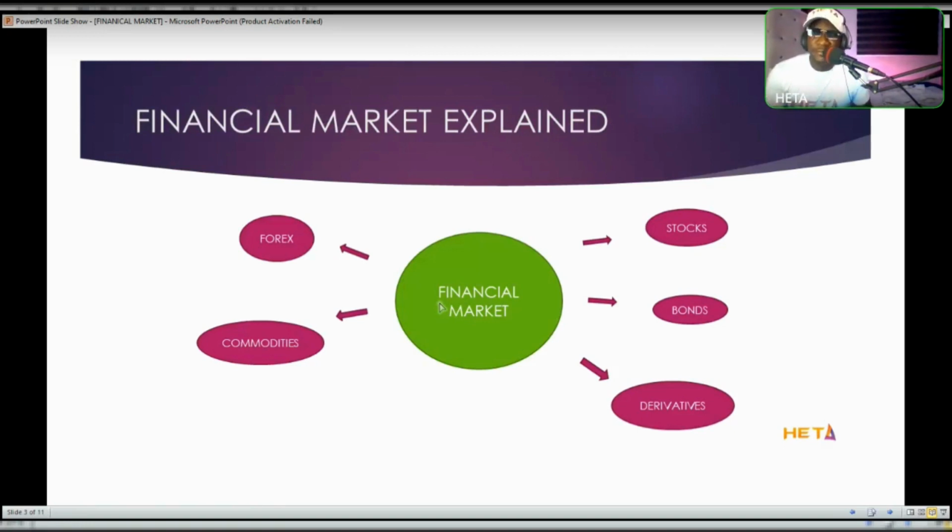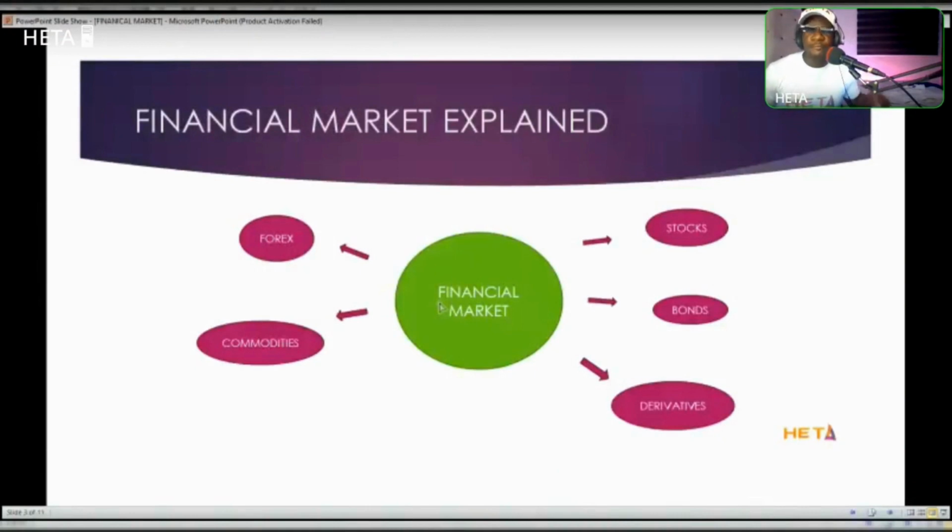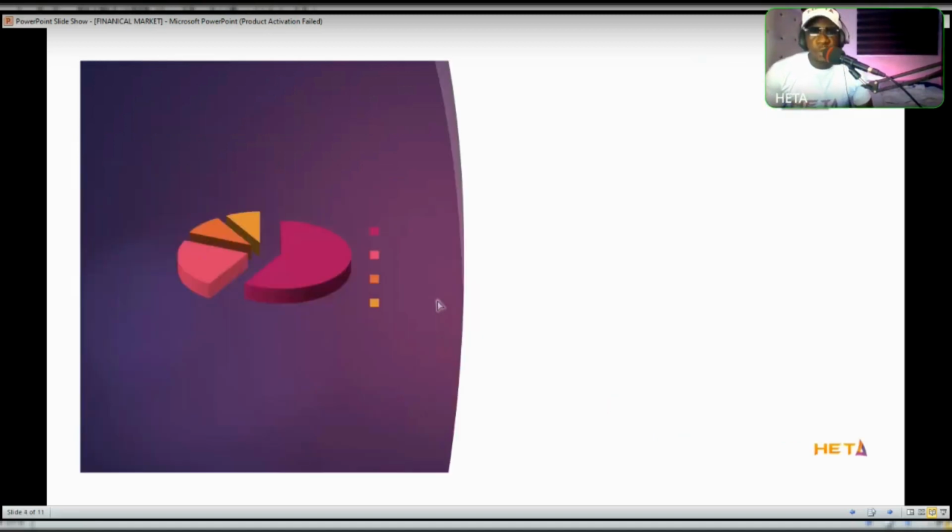We're going to try to understand what all these smaller markets that make up the financial market mean. We're going to talk about the stock market, the bonds market, the forex market, the commodities market, and the derivative market. I want you to know and understand that our major focus is going to be on forex, but we still need to touch lightly on these other marketplaces. So let's dive in. We have the stock.